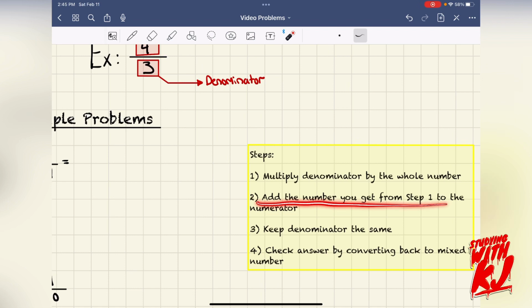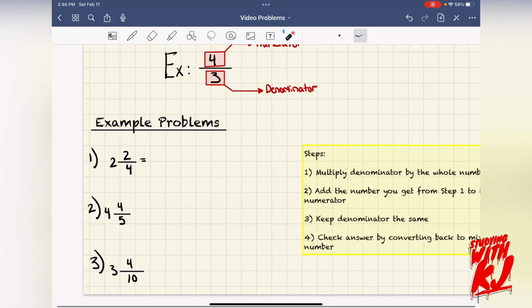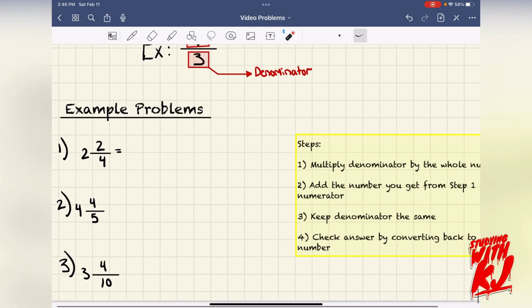So that's step 2. Step 3 is to keep the denominator of our improper fraction the same as our denominator from our mixed number. So that's step 3. And then step 4 is to check what we get as far as our improper fraction by converting that improper fraction back into a mixed number. And I'll show you guys how to do that once we finally get into solving some problems. So now let's get into solving some problems.